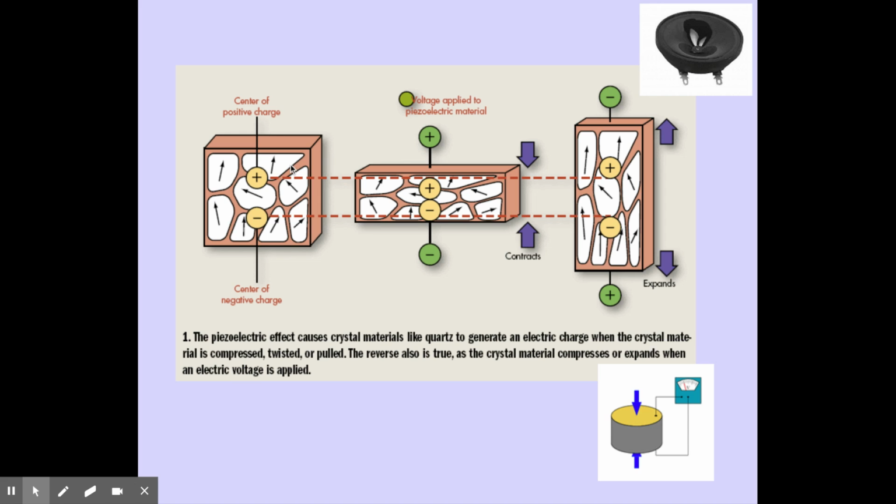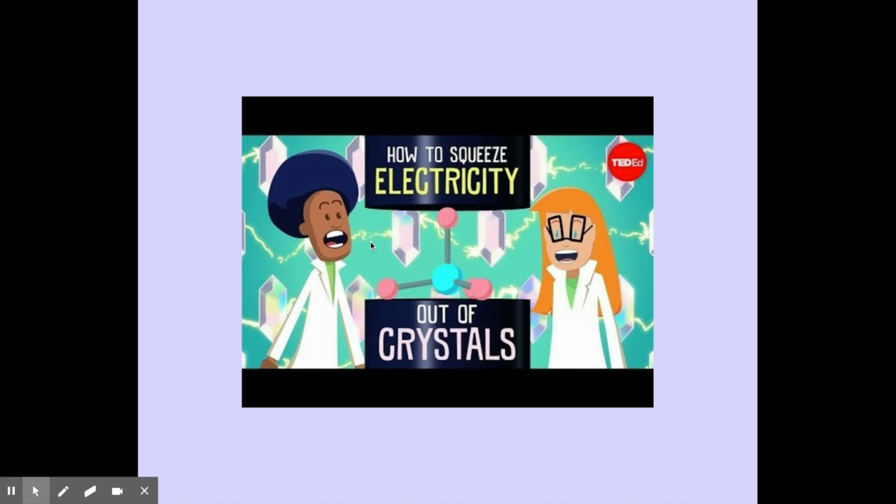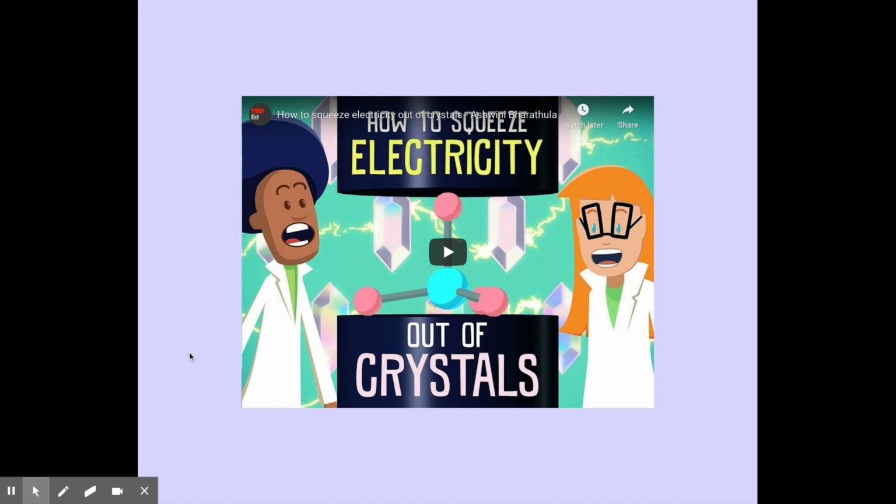Okay, and you can see what happens here, so this is a normal crystal. When the electricity is applied, it compresses, it contracts, and when the electricity stops for a split second, it expands, and it continues this process. If you are interested, I will link this video for you right in the Edpuzzle.